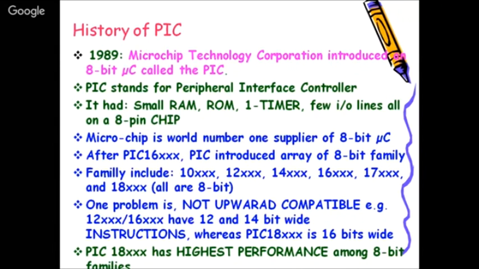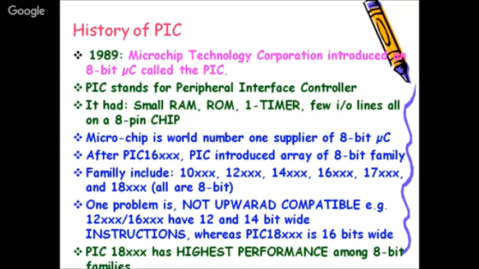And the problem is that this particular 12x or 16x are not initially upward compatible. That means if you write code for one lower family, the 12x family, then the code is not compatible with the 16x family. You'll have to change it. But in higher families like PIC 18x, they have code compatibility, upward compatibility also. And this is the highest performance amongst the 8-bit families.